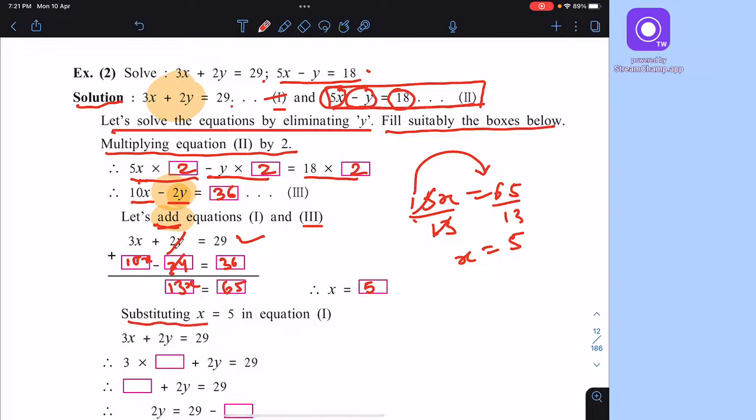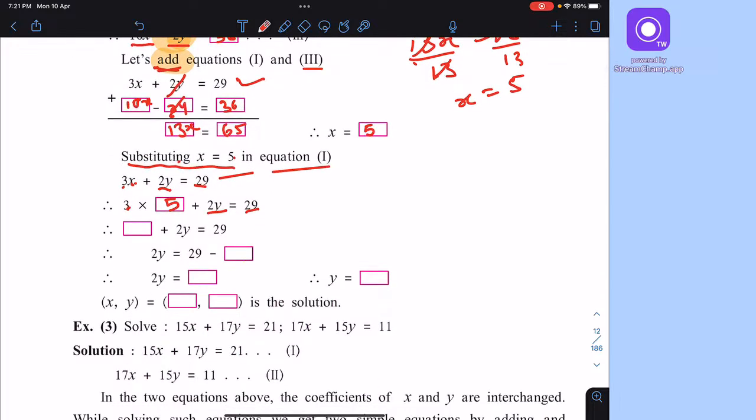Now substituting this x equal to 5 in equation 1. What is equation 1? 3x plus 2y is 29. This is equation number 1. In that you are substituting x is equal to 5. So 3 into x means 3 into 5, plus 2y is 2y as it is, and 29 is 29. Now 3 into 5 is 15. So 15 plus 2y as it is equal to 29.